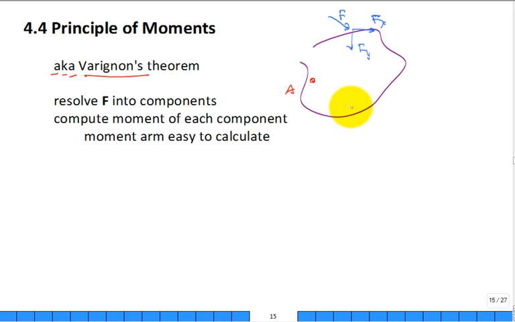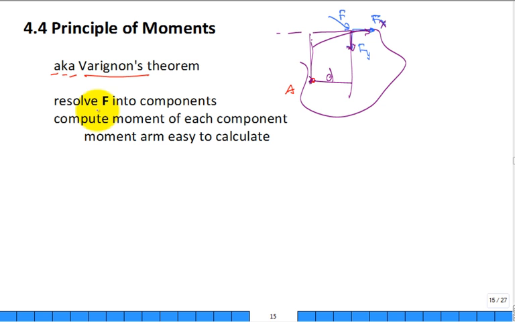And then I would say, what does F of y do around point A? That one's pretty easy because that perpendicular distance is pretty easy to calculate. And then I would say, what about F of x around point A? Well, that perpendicular distance is easy to calculate. So I'd actually decompose my vector force into two forces, compute each moment individually, sum them back up, and there you go. Isn't that what the cross product's doing? Yep, it really is. Okay?